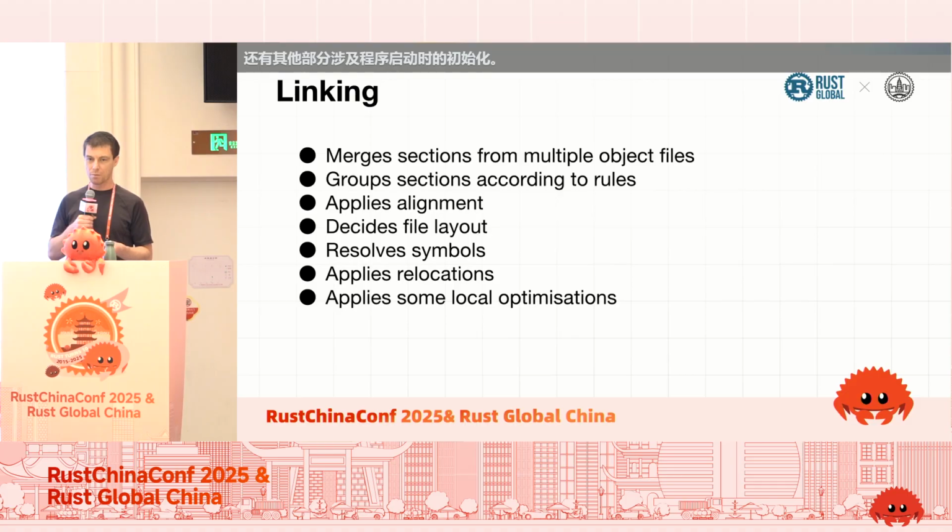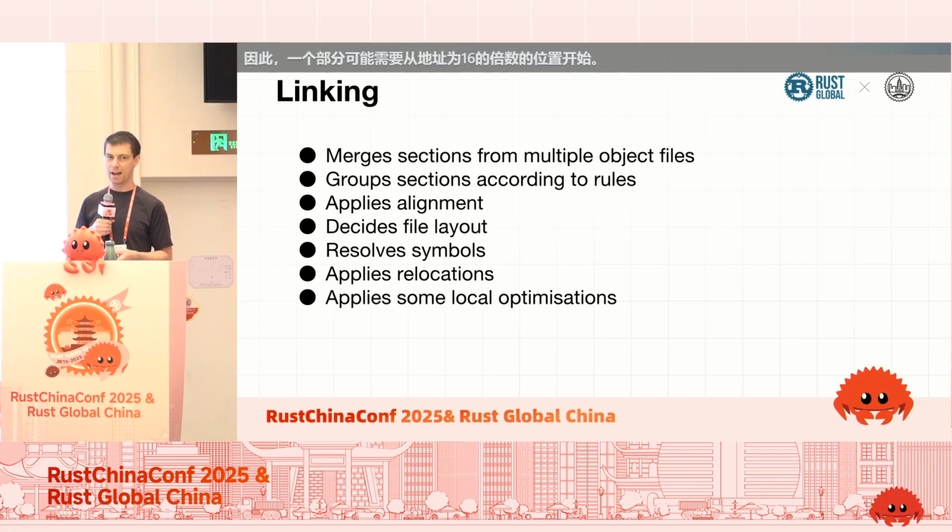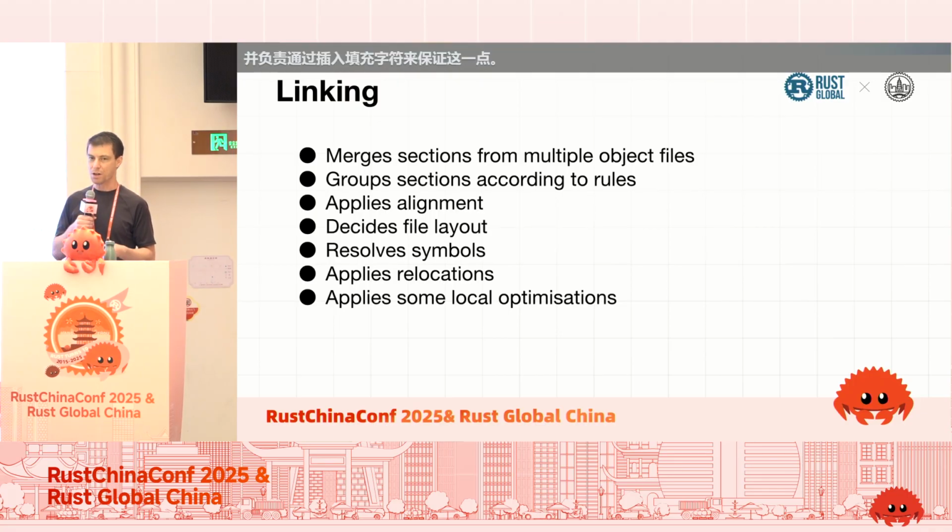The compiler can also put alignment on sections, and the linker needs to take this into account. A section might say that it needs to start at an address that's a multiple of 16, and the linker is responsible for making sure that happens by inserting padding if necessary. So the linker is what decides the layout. It decides where all the different sections get placed, how to pack them all in an optimal way, and fixes up all the references to the different sections.